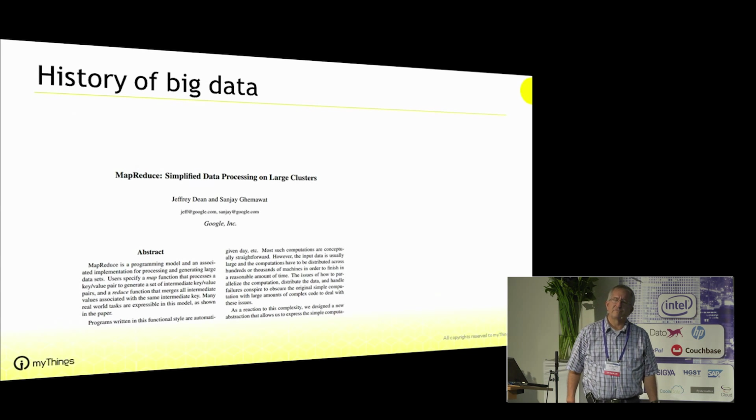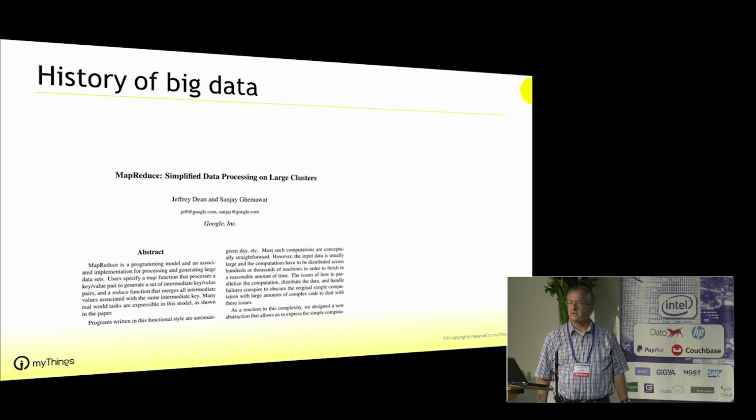A few words on the history of big data. It all started, I believe, and I think there is a consensus about this, with the introduction of a famous paper by Google, the MapReduce publication that was published in 2004.